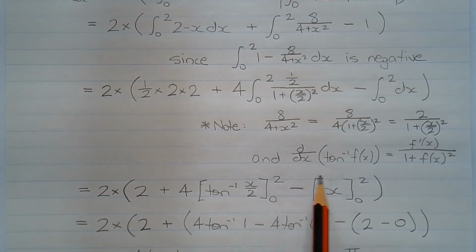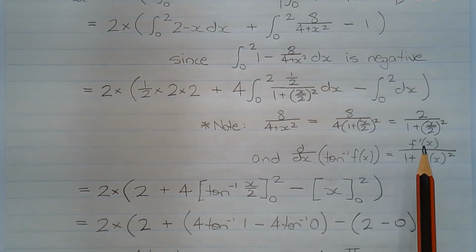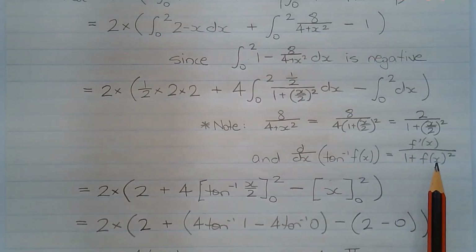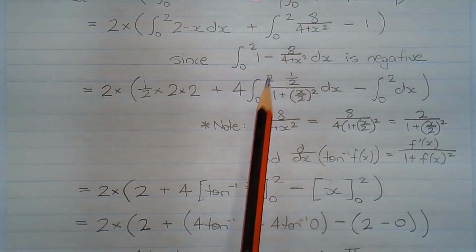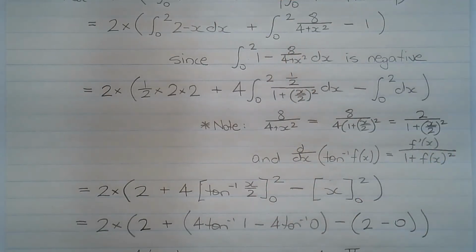Also note that the derivative of the inverse tan of f of x is equal to f dash of x over 1 plus f of x all squared. So I'm turning this fraction here into a standard form to help with the integration.